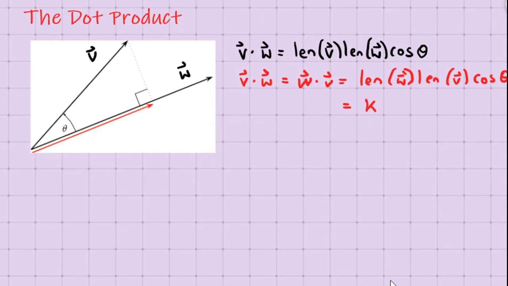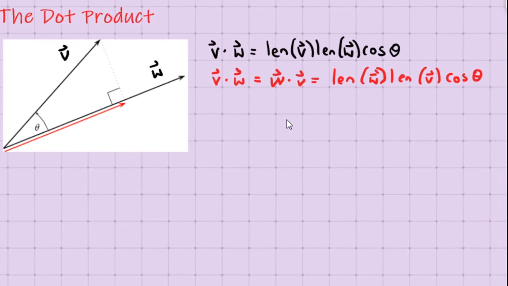So what I'd like to do though is, if we examine part of this definition, let's take this part here, length of v times cosine theta. Well, if you look at this triangle here, this right angle triangle, there's your angle theta. The cosine of theta is this side of the triangle here.